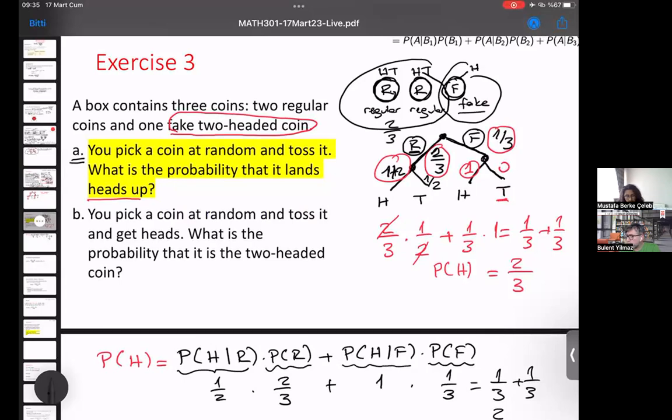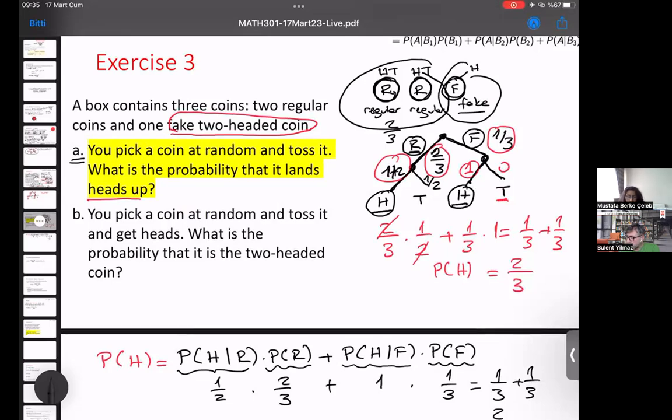And when I have a regular coin, what's the probability of obtaining heads? It's 1/2. What's the probability of obtaining heads when it's a fake coin? It is 1. So what do I have after? I'm trying to find out these H, okay? Law of total probability. How do I find it?